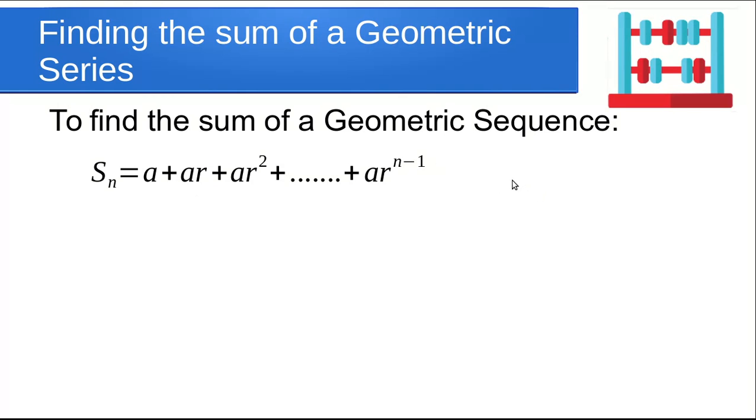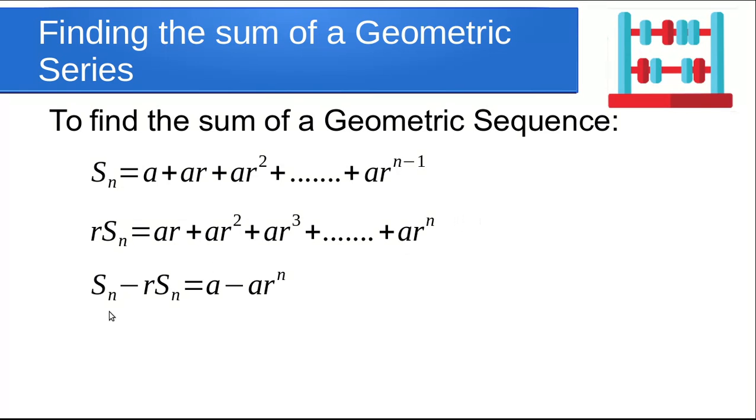We could multiply this all by r, giving us r times the sum equals, now each term should be timesed by r, so we end up with ar squared, ar cubed, all the way up to ar to the n. Now we do the sneaky trick, and the sneaky trick is to subtract.